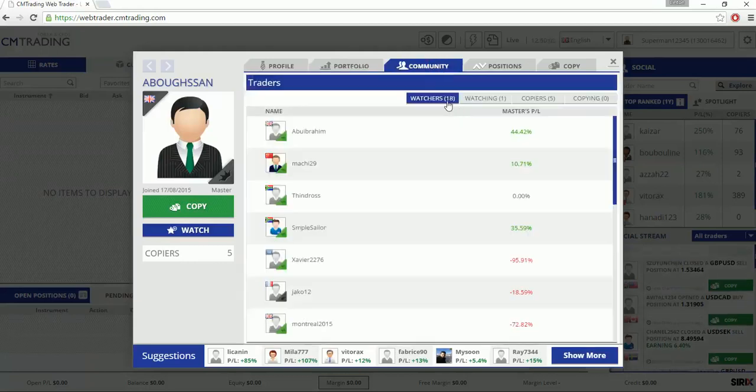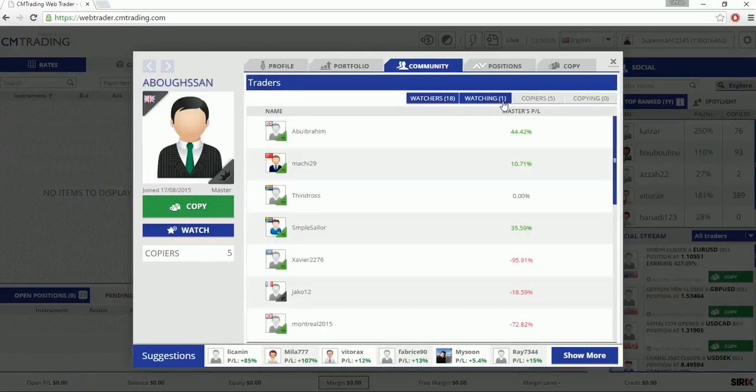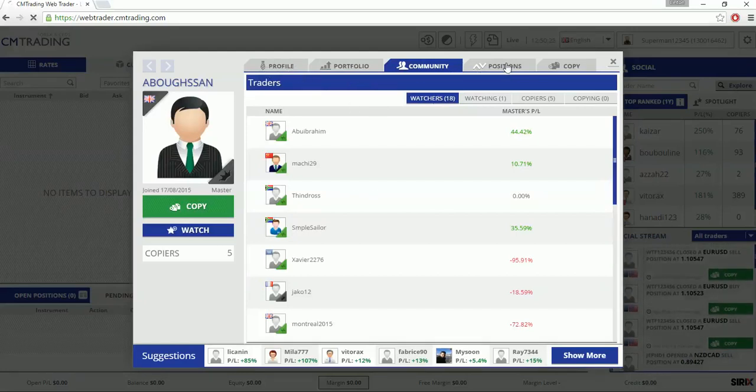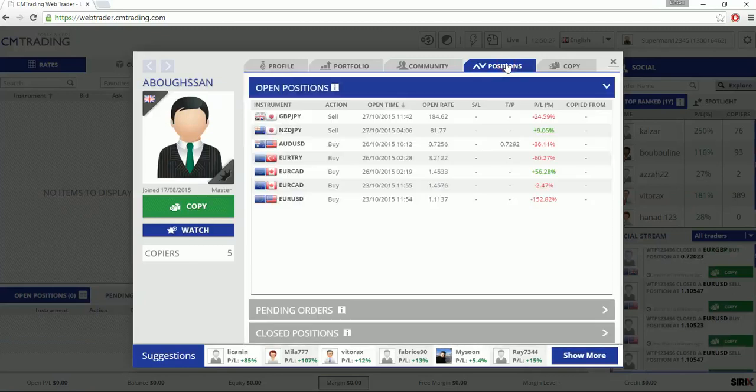Community, 18 people watching him, he's watching 1, 5 people copying him, and he's not copying anyone. Okay, so I'd like to see possibly more copiers than that. I'm happy to see that he's not copying anyone, but again, the fact that he's trading the DAX and not consistently, and the fact that his chart is as choppy as that with a big drawdown, yeah, I'm not too interested. Let's have a look at his positions.